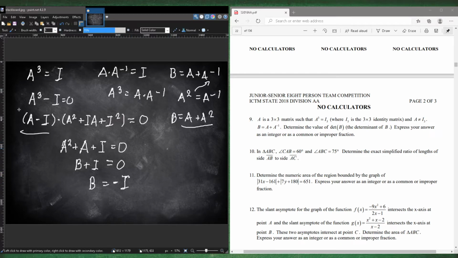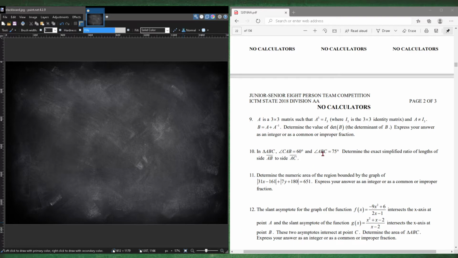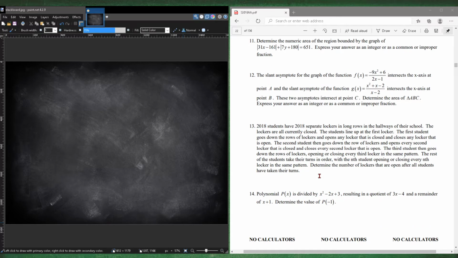And if you don't know, the determinant of an identity matrix is 1. So if b is the negative identity matrix, that means the determinant of b is negative 1. And that's your answer for number 9. So you just need to know how matrices work, and basically the fundamental idea of the identity matrix. And now let's go to number 13.